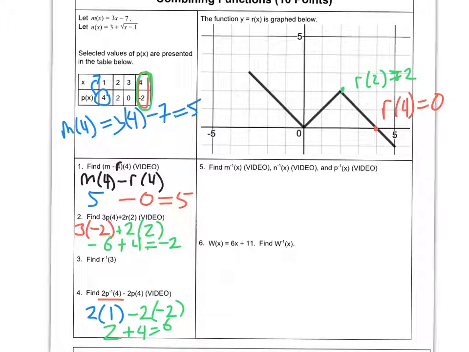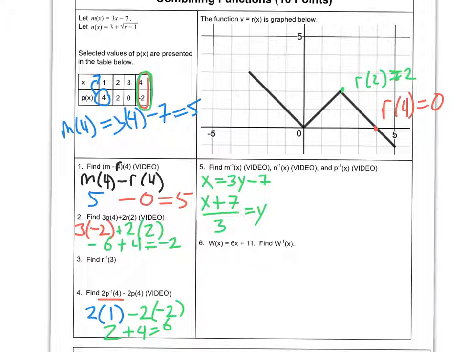M inverse of x. So m of x is going to be 3x minus 7. I'm going to rewrite that in terms of x. So we get x is equal to 3y minus 7. Add 7 to both sides, and then divide by 3 to get x plus 7, divided by 3, is equal to y.